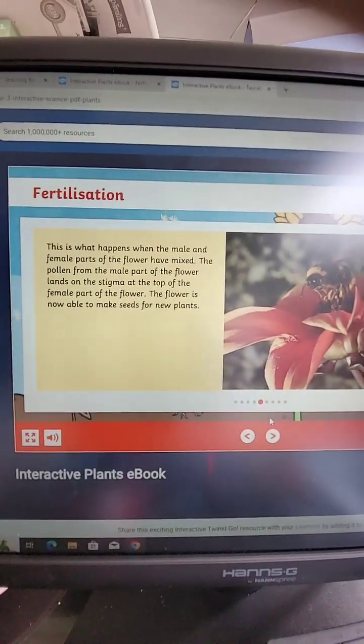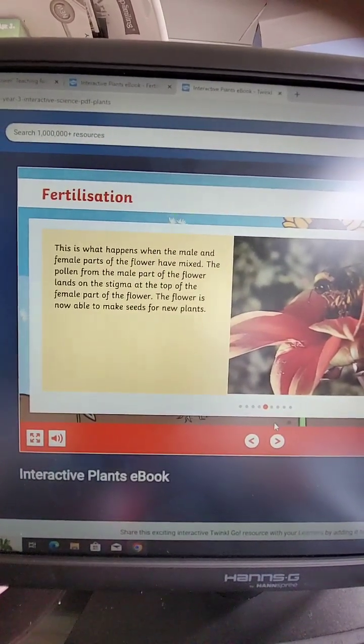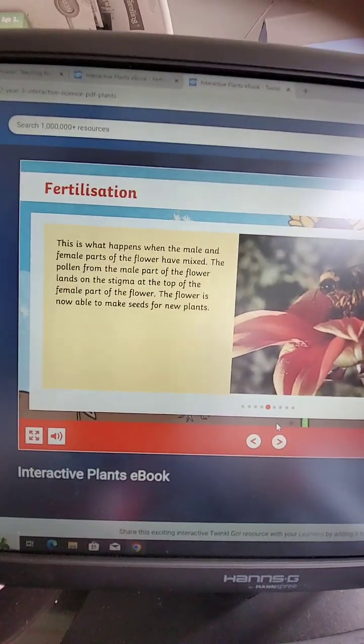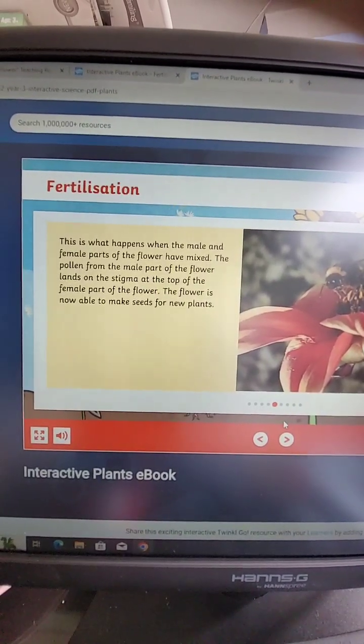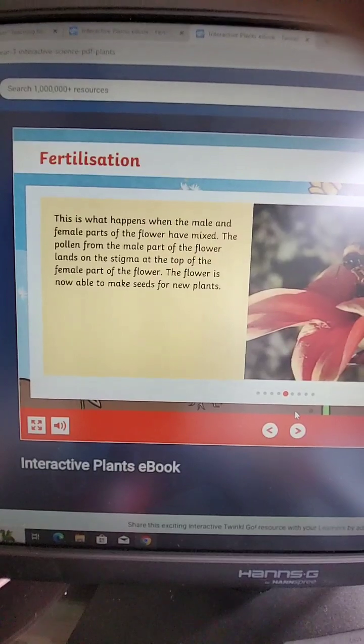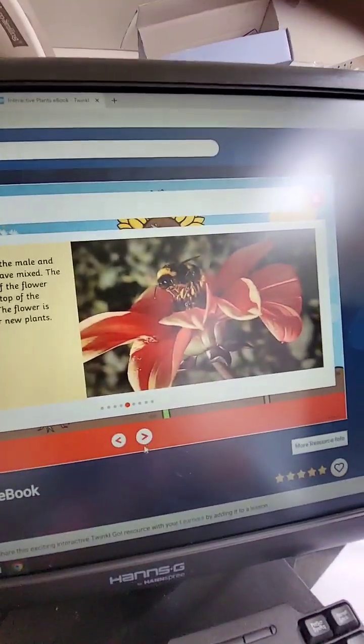Fertilization. This is what happens when the male and female parts of the flower mix and the pollen from the male part of the flower lands on the stigma at the top part of the female flower. The flower is now able to make seeds for a new plant.